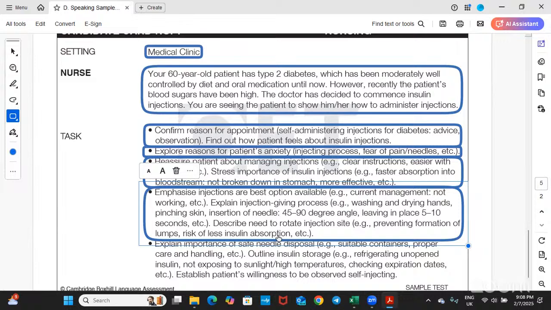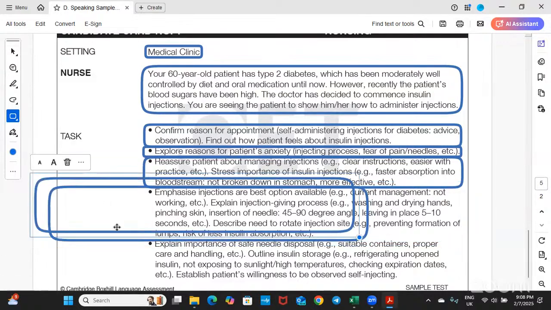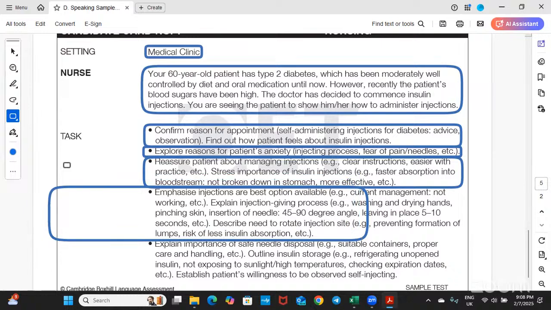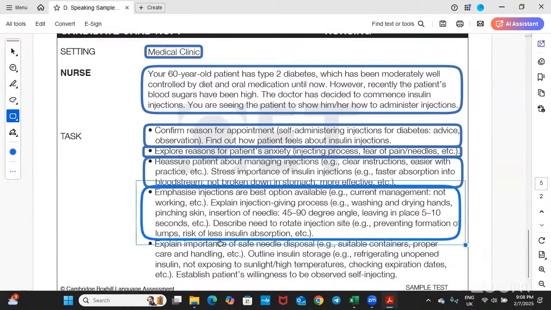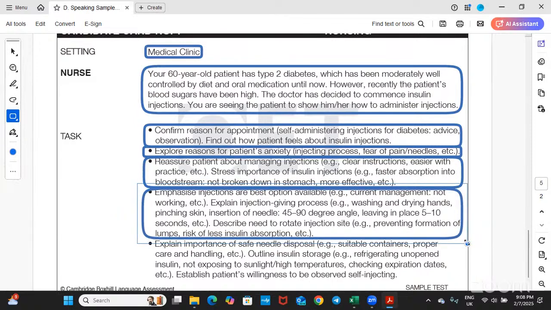Now explain the importance of safe needle disposal. So this is after injection. What you have to do over there?